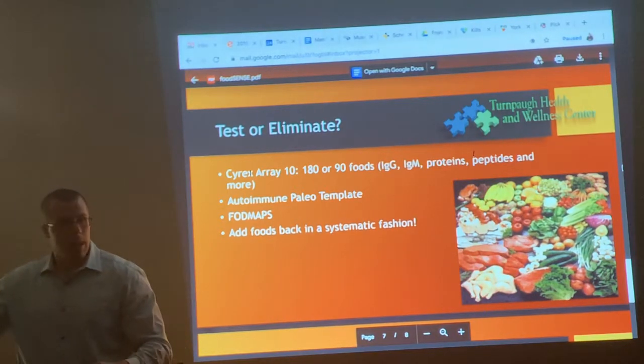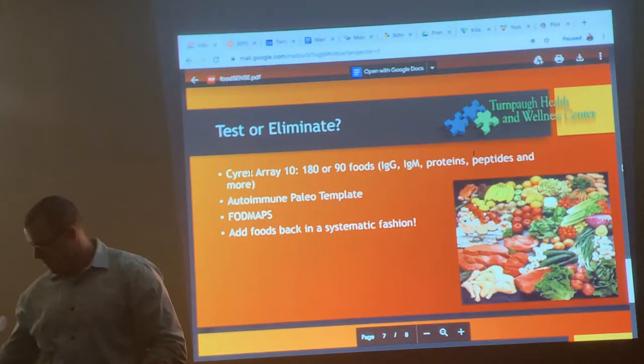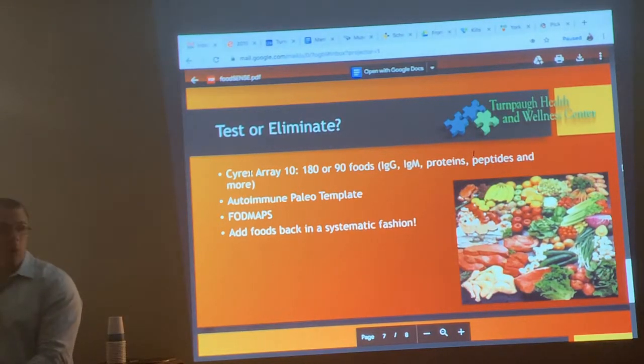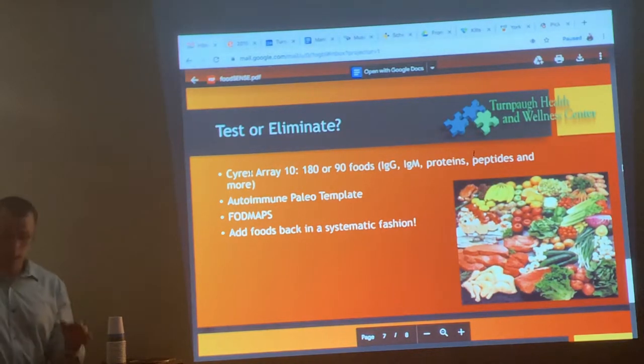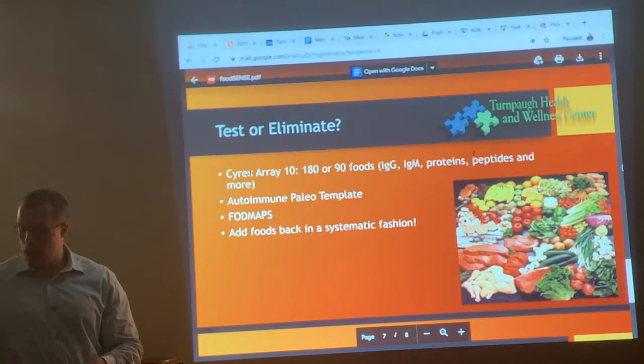I have a quick question. If you have blood testing through an allergist, is that what that Celiac array test would be, or is this something else? Nope, that would not be the same thing, no. It depends.